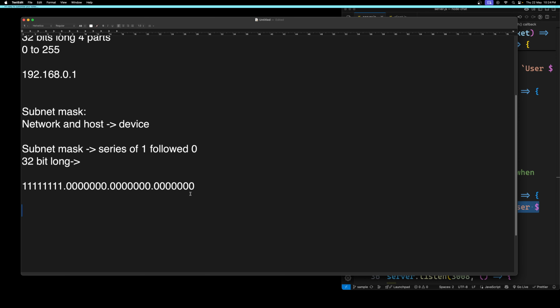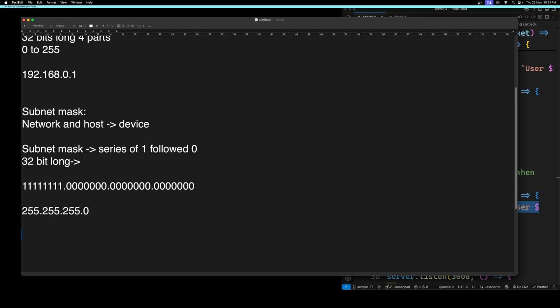The ones in the subnet mask indicate the network portion, and the zeros indicate the host portion. For example, if you have a subnet mask with 24 ones, that is 8 times 3, which is 24. That means it will look like 255.255.255.0. It means the first 24 bits, the first 3 octets, are for the network, and the last 8 bits, that is this 0, are for the host portion.